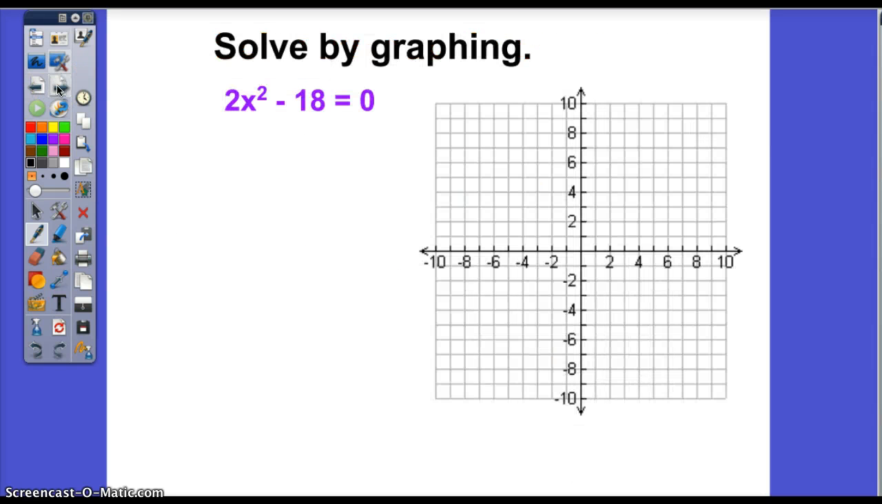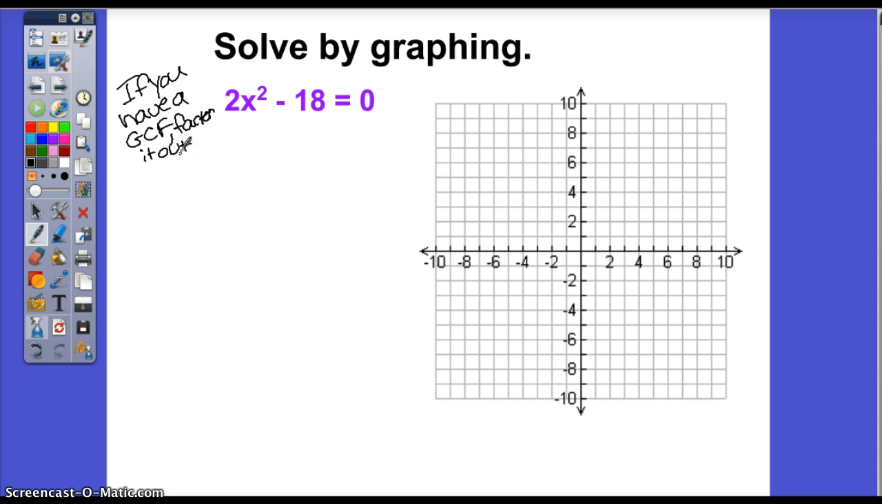Let's try a second one. Now we're going to go ahead and do this one. Now, if you notice, there's something about this. Notice that there is a GCF. If you have a GCF, factor it.